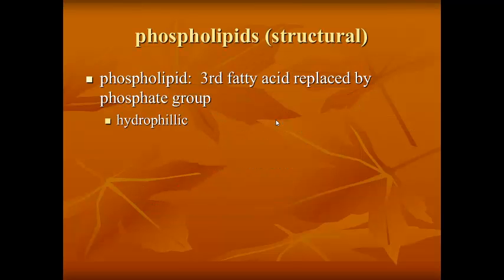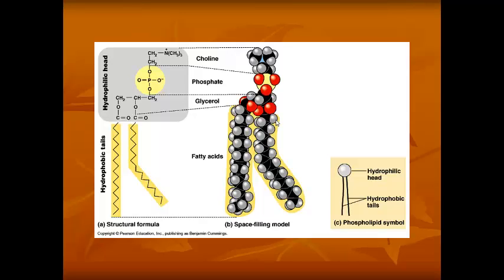A phospholipid is very similar to a triglyceride, except that in a phospholipid, the third fatty acid is replaced by a phosphate group. Here you see a picture of a phospholipid. So you have two fatty acids. You can see that one is saturated and one is unsaturated. They are bonded to a glycerol, but instead of having the third fatty acid, what we have is a phosphate group right here. And if you look at that phosphate group, you can see that it is charged.